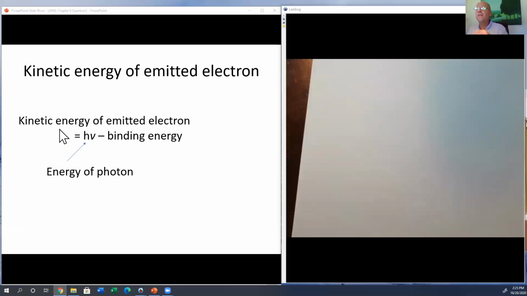But if h nu becomes much bigger than the binding energy, in other words, if you use a photon that's very, very energetic, then the kinetic energy of the electron is large, because it gets the difference between the two in kinetic energy, okay?